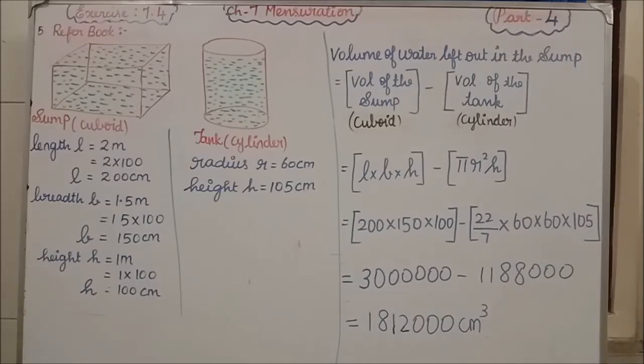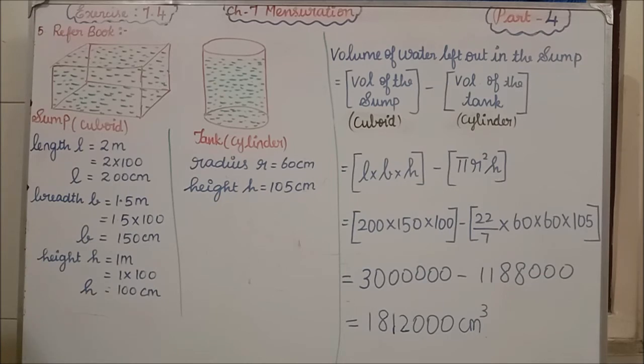Students, now see the fifth question in your book. It is a very interesting question. It is also a very big question. Sinu's house has an overhead tank. Overhead tank means, I think you all know, in the top of the house we will be having the tank. That is the tank.